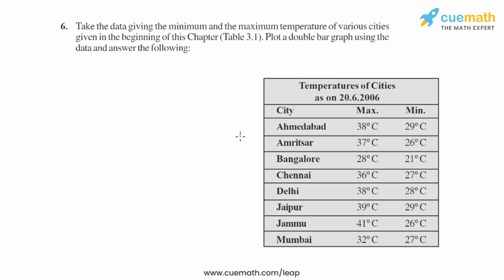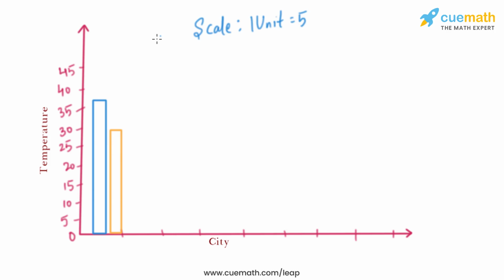So if we look into the temperatures that are given in the data, the minimum value is 21 degrees Celsius and the maximum value is 41 degrees Celsius. So we will take the scale as 1 unit equals 5 degrees Celsius. So we will mark the temperatures on the y-axis: 0, 5, 10, 15, 20, 25, 30, 35, 40 and 45. Now we will start drawing the bar graph for different cities.